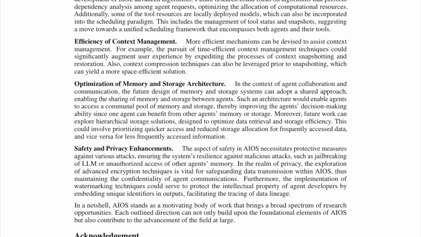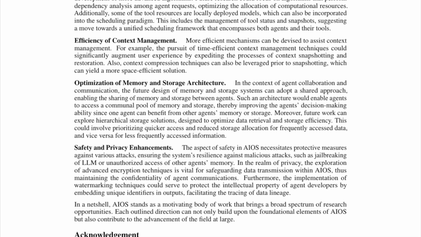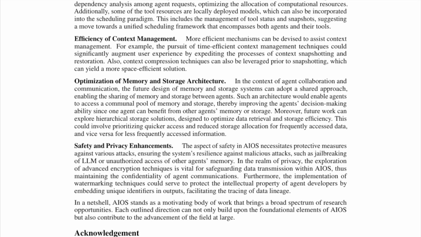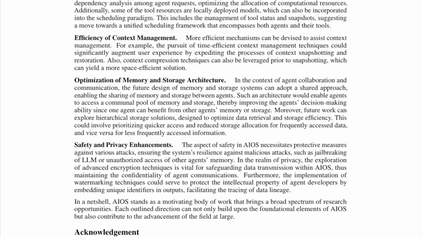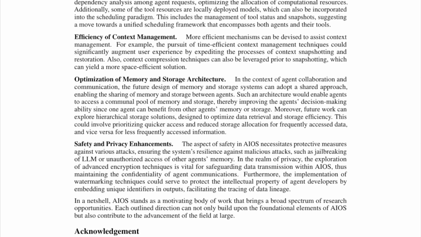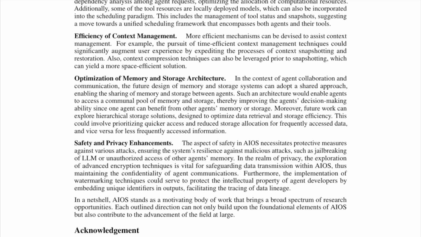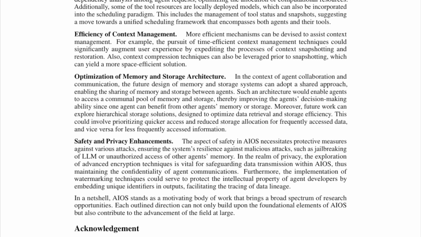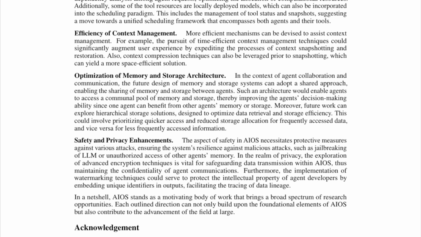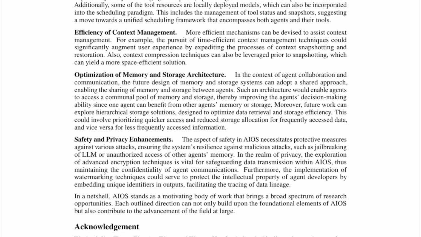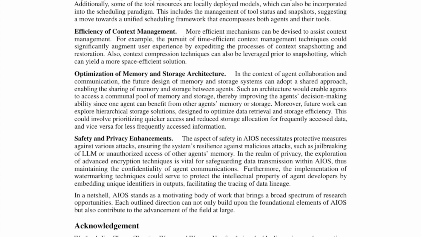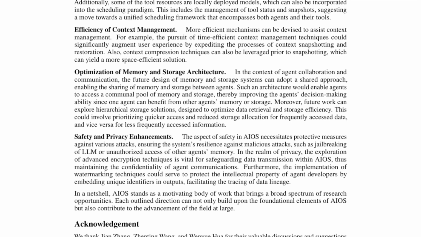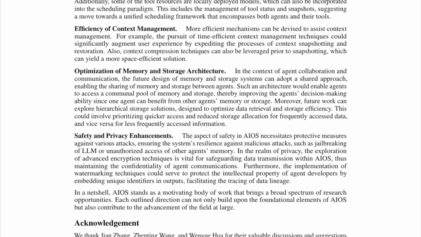In the context of agent collaboration and communication, the future design of memory and storage systems can adopt a shared approach, enabling the sharing of memory and storage between agents. Such an architecture would enable agents to access a communal pool of memory and storage, thereby improving the agent's decision-making ability, since one agent can benefit from other agents' memory or storage. Moreover, future work can explore hierarchical storage solutions designed to optimize data retrieval and storage efficiency. This could involve prioritizing quicker access and reduced storage allocation for frequently accessed data, and vice versa for less frequently accessed information. Safety and privacy enhancements.